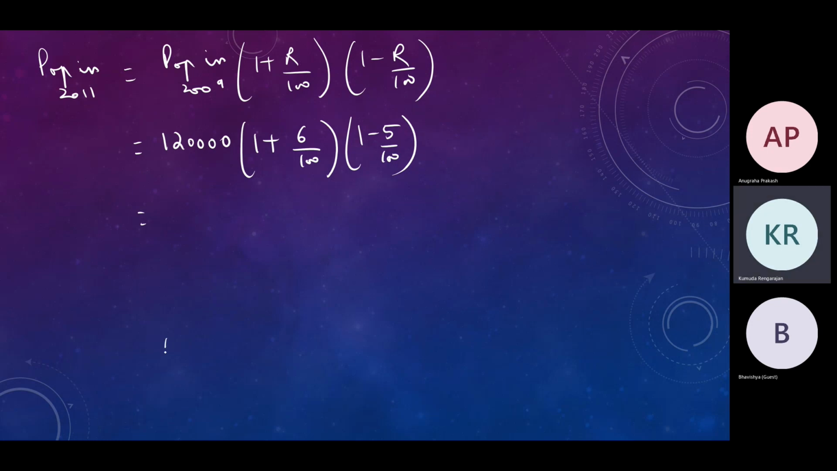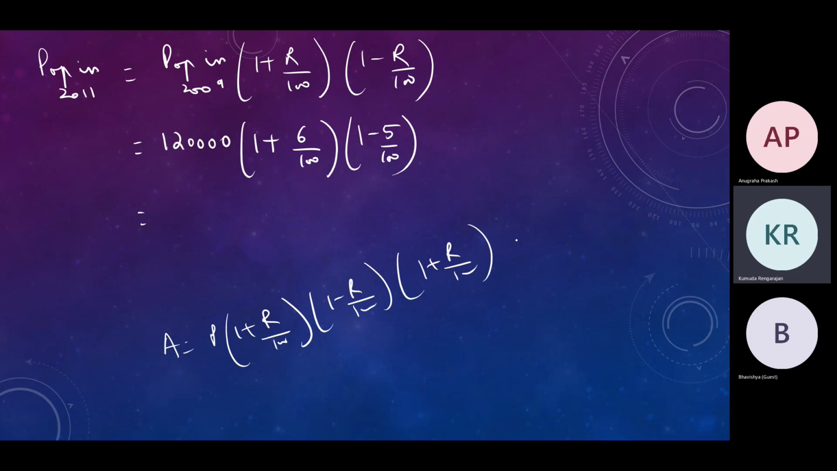So the formula is like this. A is equal to P into 1 plus R by 100 into 1 minus R by 100 into 1 plus R by 100, whatever. So supposing for 4 years, it increases, decreases, then again increases and decreases, you should just construct the formula like this.